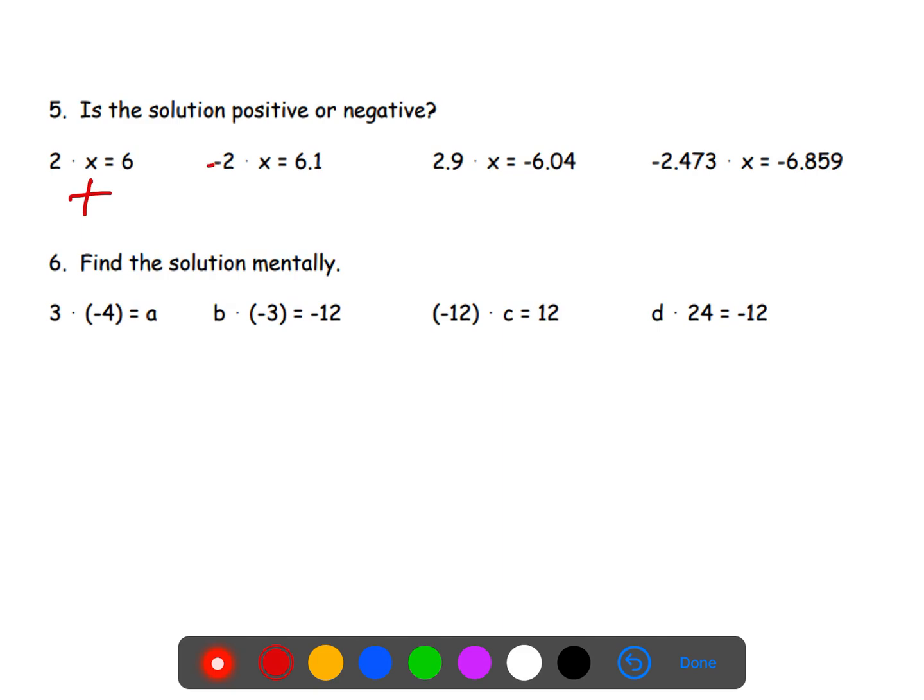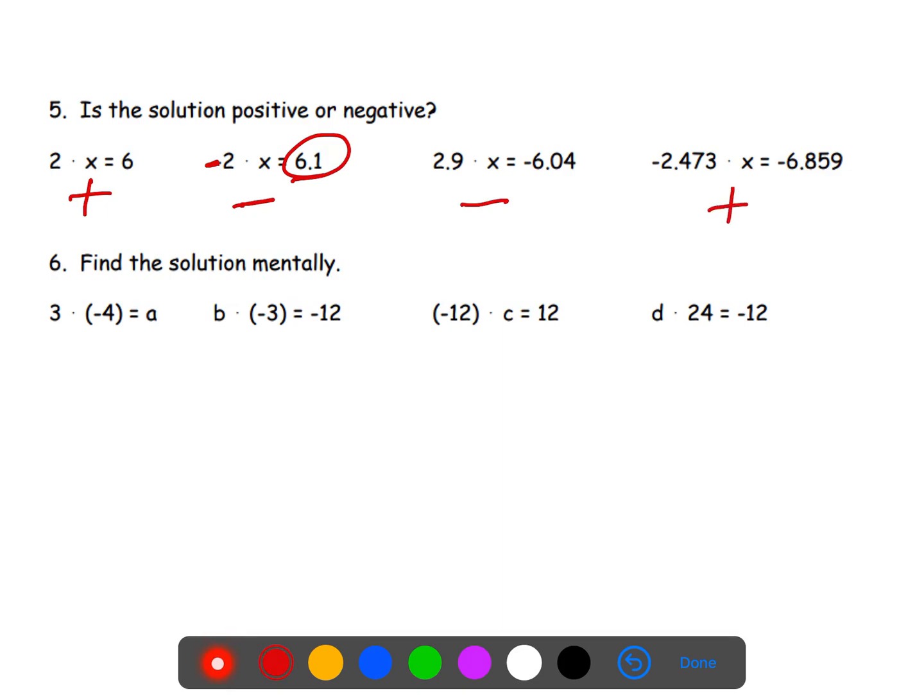Next, I've got a negative 2, but I have a positive answer. How am I going to turn a negative factor into a positive answer, a positive product? I need another negative value there because multiplying 2 negative factors gives me a positive product. Looking here, positive factor, negative product. I need to turn this to a negative quantity. This has to be negative. And then finally, negative factor, negative product. I don't want to change this. This is going to have to be positive.